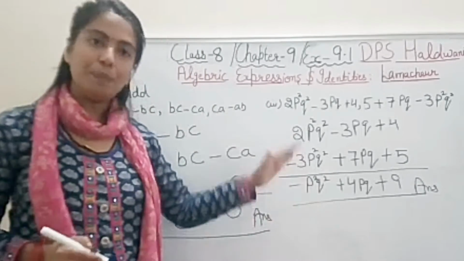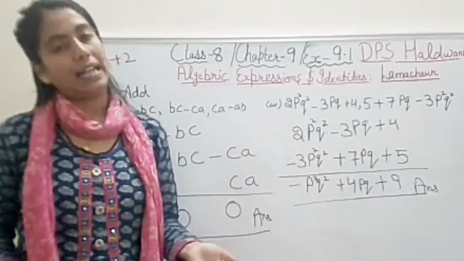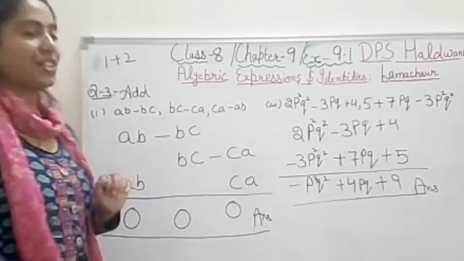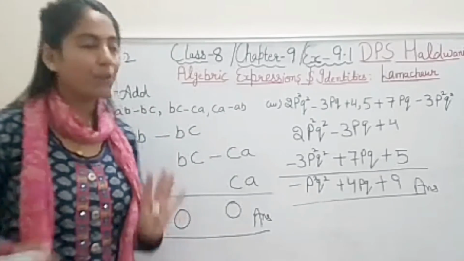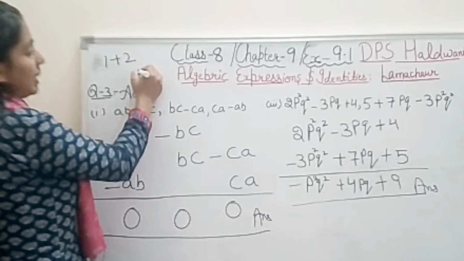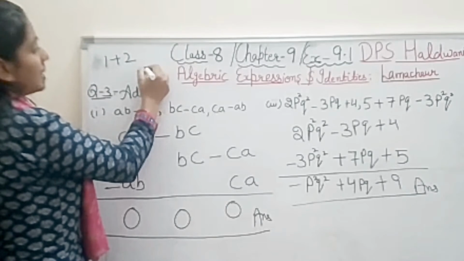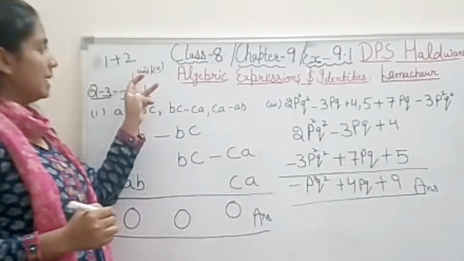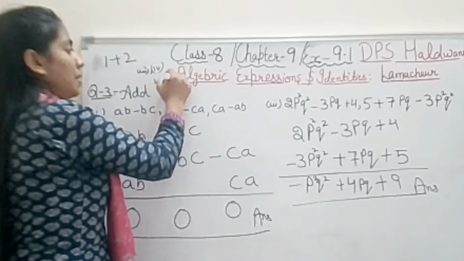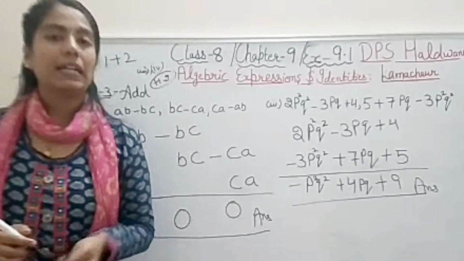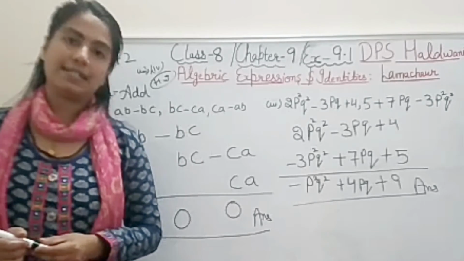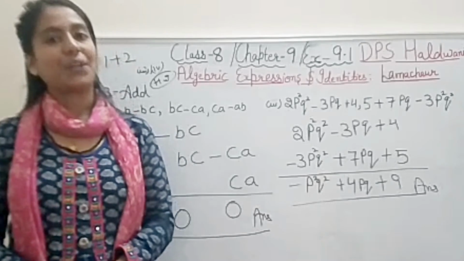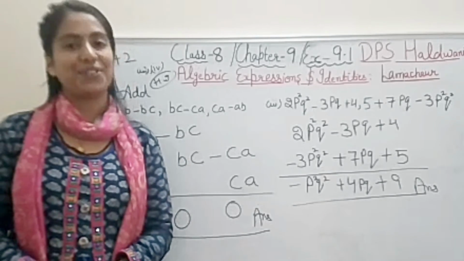You will simply do it, but under the like term there should be a like term, then only you can add or subtract, right? So this is all about question number 3. Two parts I have done over here. The second and fourth parts you will do on your own, because first and third part I have done over here. When you practice, then only you will understand, right? It's just addition only. So this is all about our question number 3. Now coming to our next question.